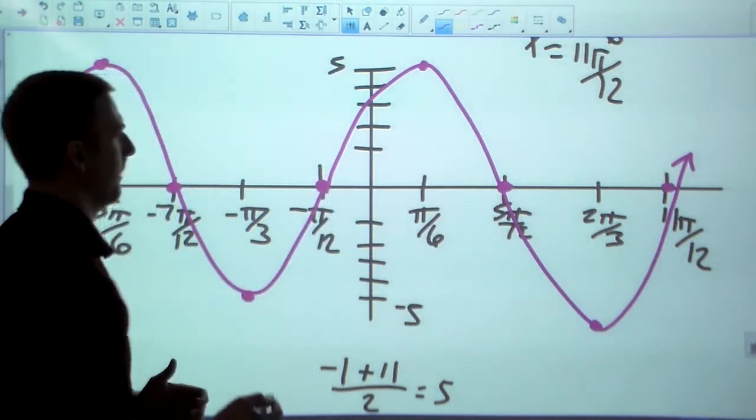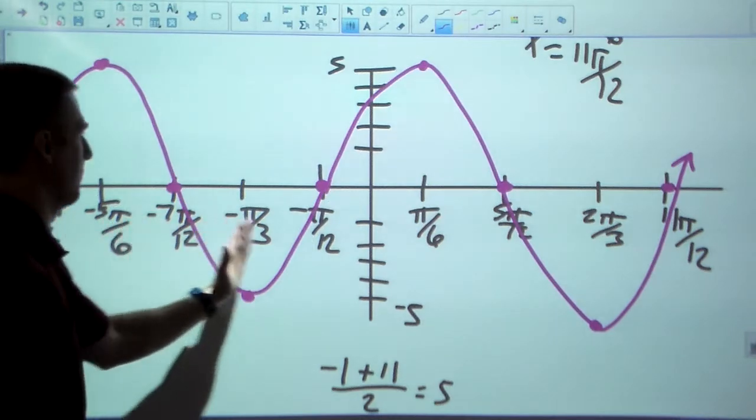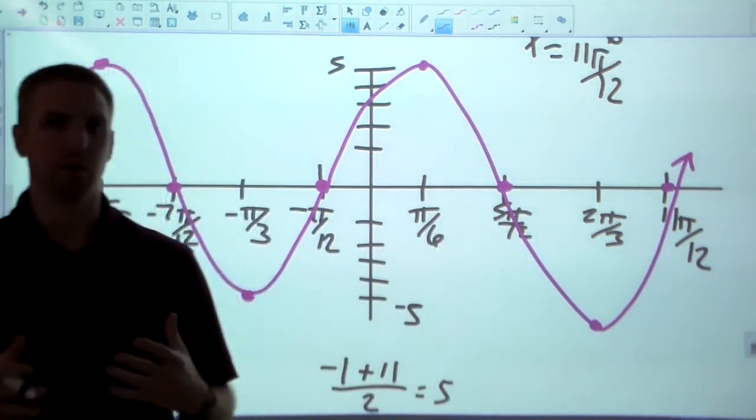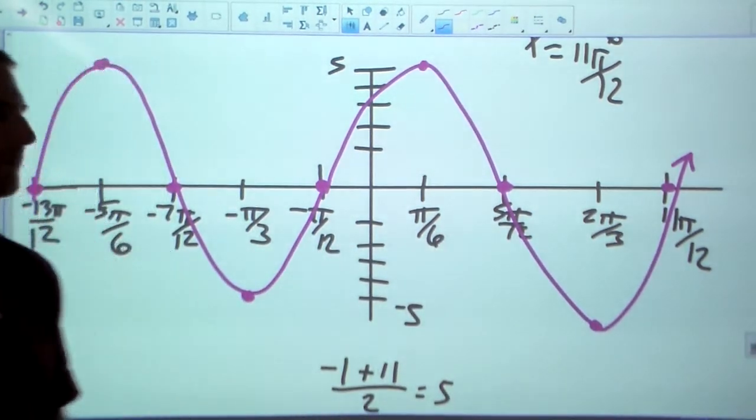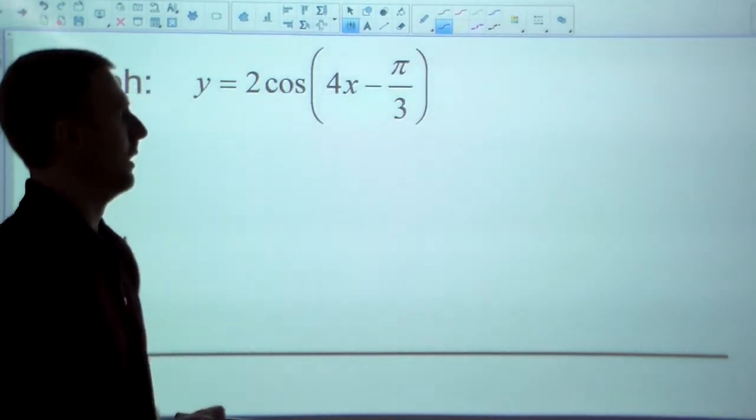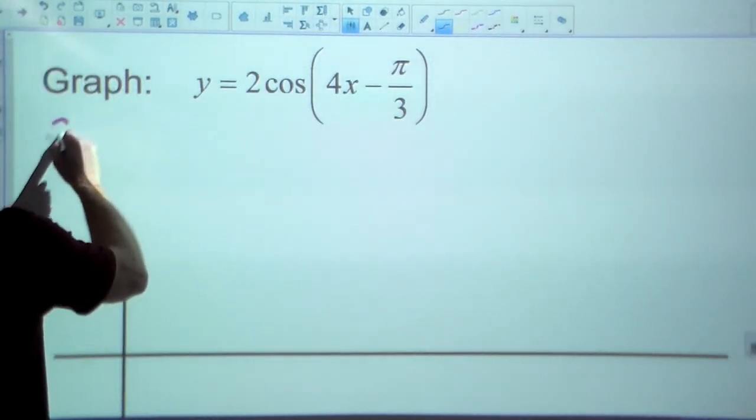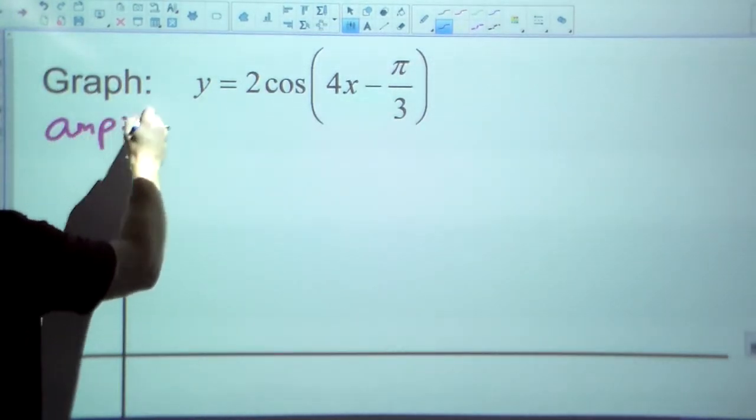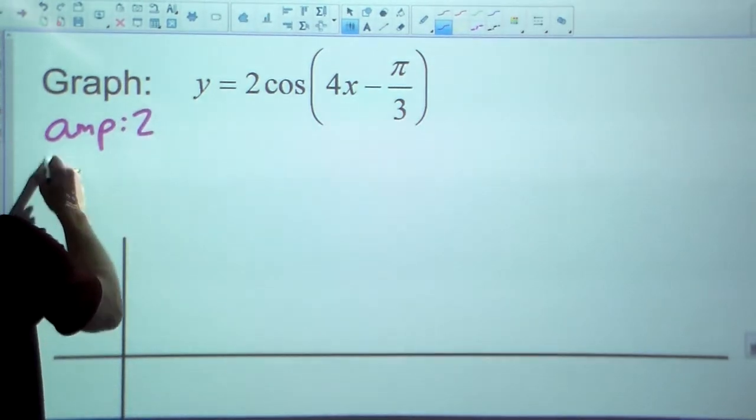The 2-cycle thing is really to make sure that you get plenty of practice counting and that you're able to handle that part. Let's do one more graph. This time let's do a cosine. We'll find all the same information. We'll start with amplitude, which in this case is 2.